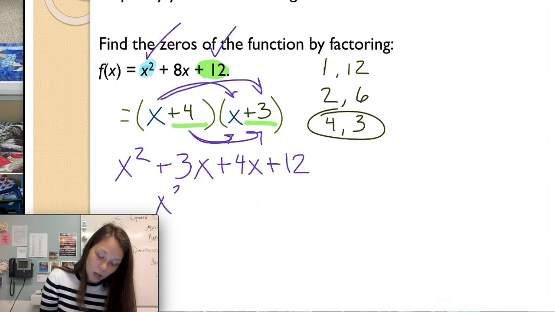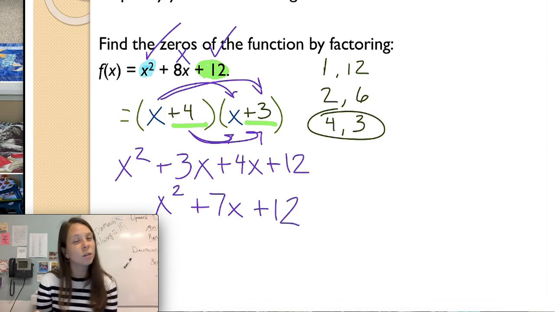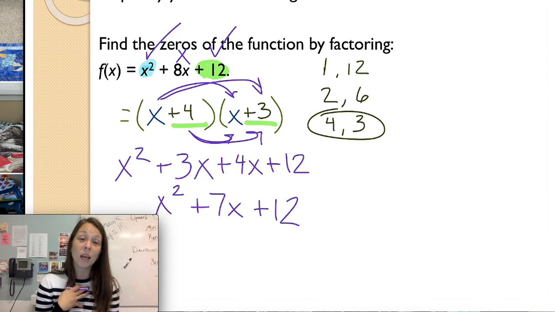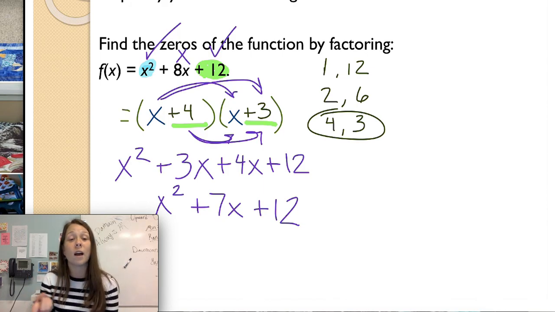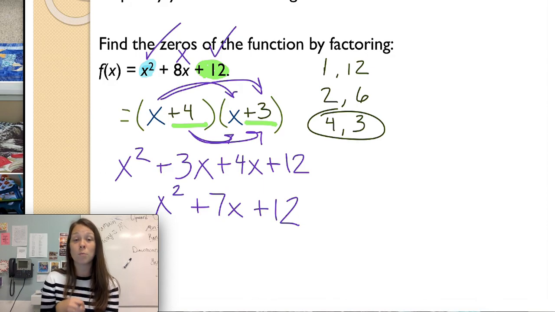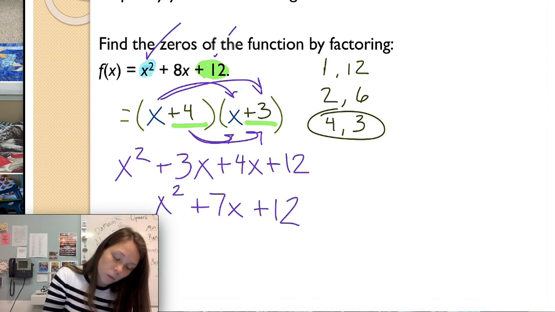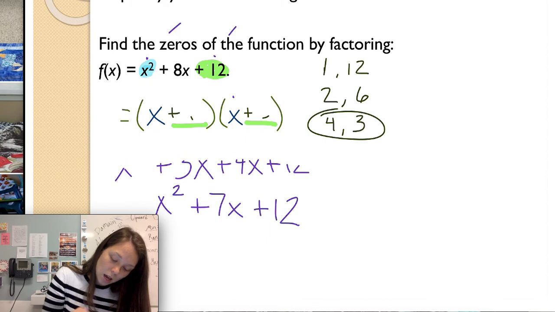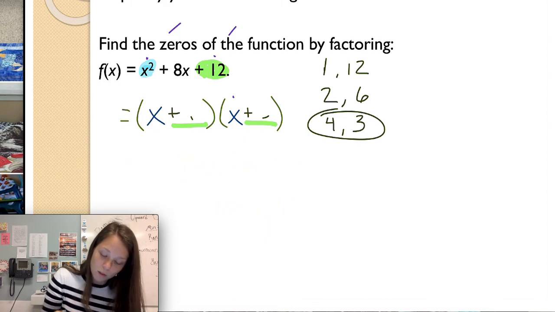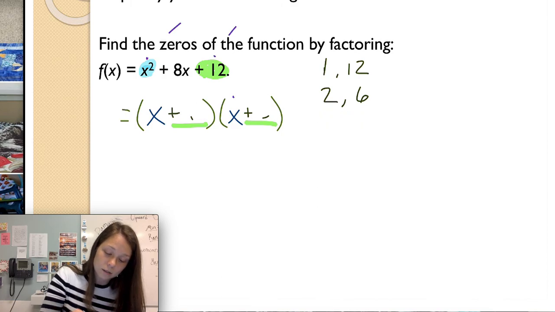Now if I combine the 3x and the 4x, I only get 7x. That's no good because I should have gotten an 8x. So 4 and 3 are not the correct factors of 12, because when I multiply things out, I don't get 8x as my middle term, I get 7x. 4 and 3 are just not quite big enough to get the 8x. So now I know that 4 and 3 don't work, and I'm going to pick different factors, the pair right above it: 2 and 6.